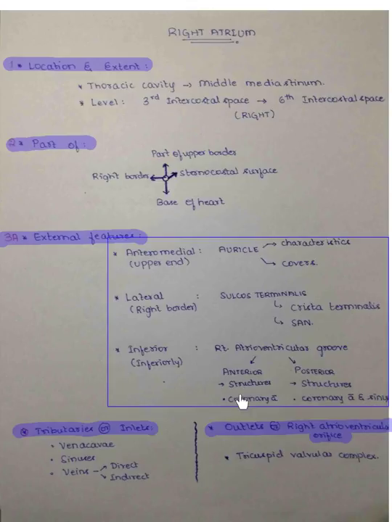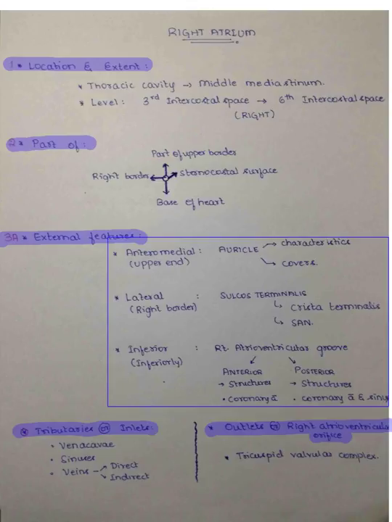Always remember that the right coronary artery emerges from the right anterior aortic sinus. Therefore, from the right anterior aortic sinus, it will pass through the inferior border of the right atrium, that is, the right atrioventricular groove. Then finally it gets anastomosed with the circumflex artery of the left branch of the left coronary artery.